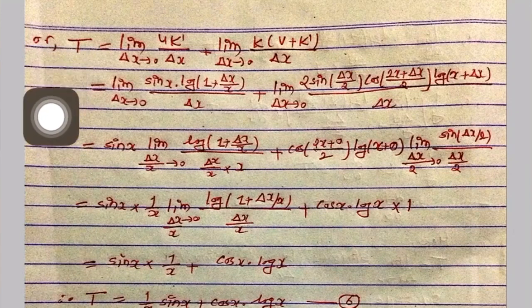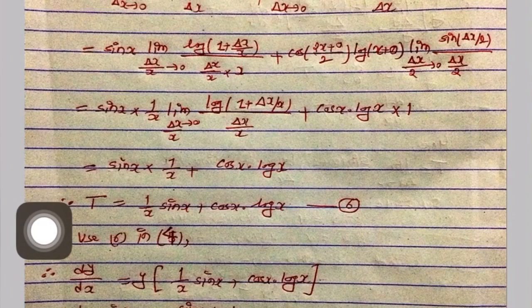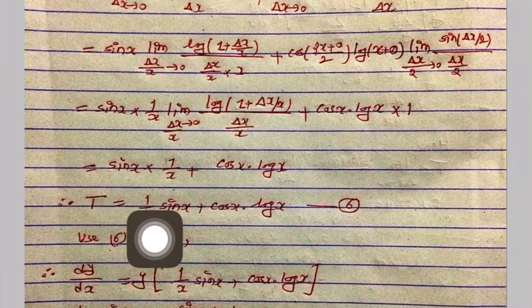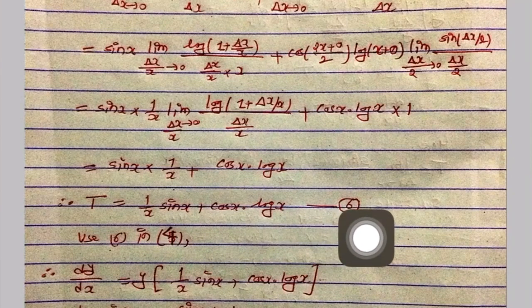So we are left with t is equal to sin x multiplied by 1 by x plus cos x log x. So t is equal to 1 by x times sin x plus cos x log x. This is equation 6.